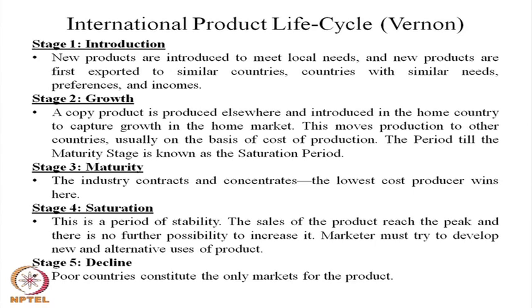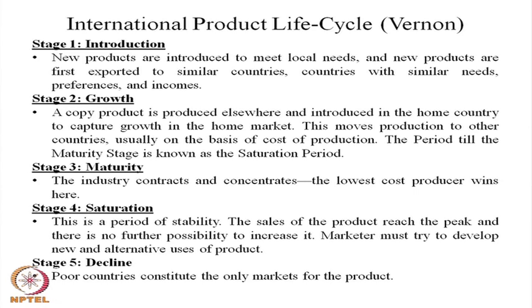Stage 5 is the declining phase. Poorer countries constitute the only market for the product, and the country which originally innovated the product has to start a new product to develop a new market for it. So, innovation is a continuous phenomenon. Only innovation can provide command over the market. An innovative country alone commands the international trade setup.